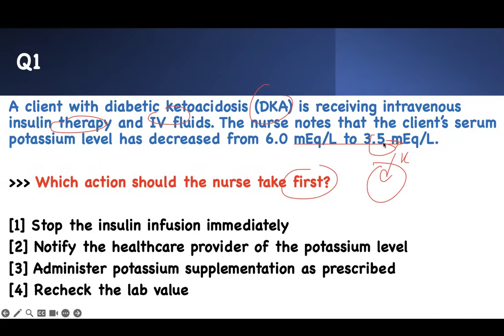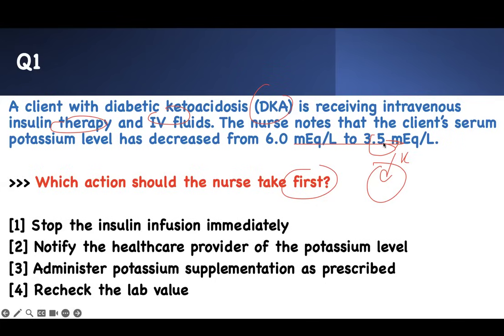Stop the video, answer the question, let me know what you think, and then play the video and see how to approach it. This is usual. When I give you insulin, your potassium level is supposed to drop. In DKA, you've got to be careful. You don't drive the potassium too low. 3.5 in DKA is what? Hypokalemia.